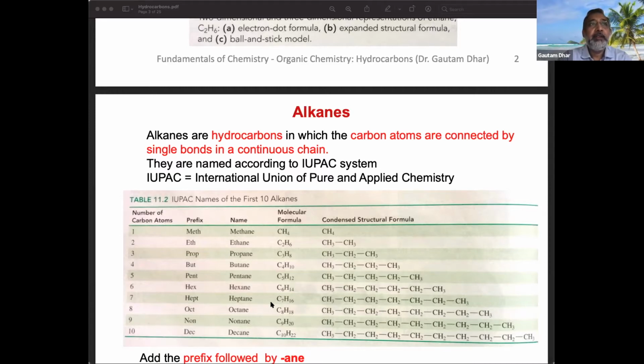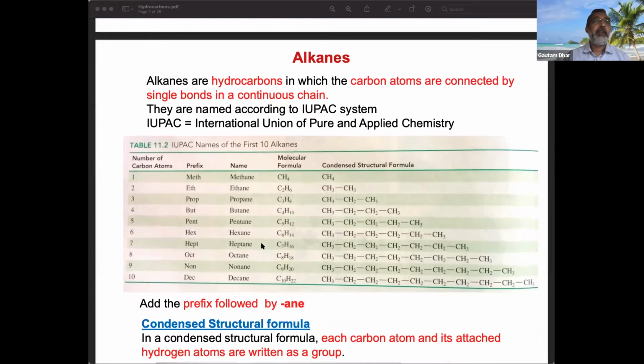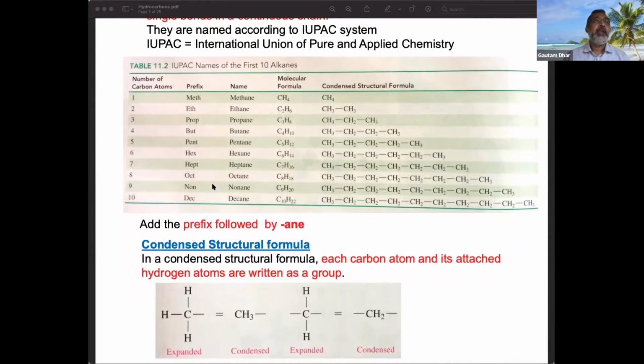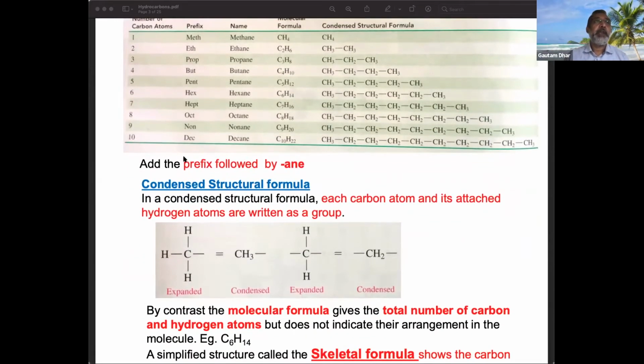Eth means two, prop means three. Up to 10, you need to memorize. Meth, eth, prop, but, pent is 5, hex, hept. These are the same prefixes that we had in inorganic chemistry. Only the first four are different. You take that prefix and add ane to it.